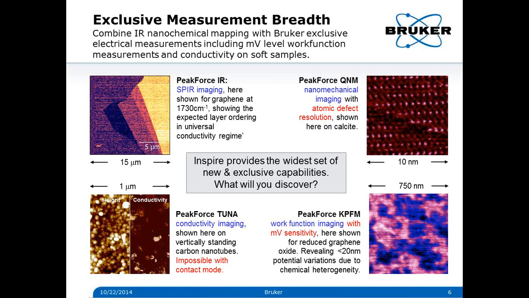Then a feature of PeakForce QNM is also that you can image very fine details down to atomic resolution. So here, if you look at the scale in this picture, it's 10 nanometers wide. You can resolve sub-angstrom features. You can see the defects in calcite. And this can all be combined with SPIR imaging.